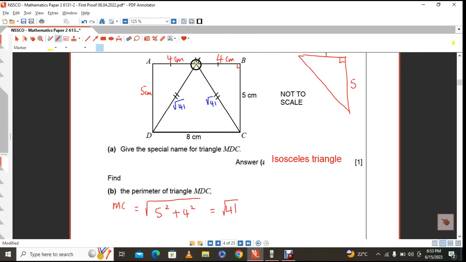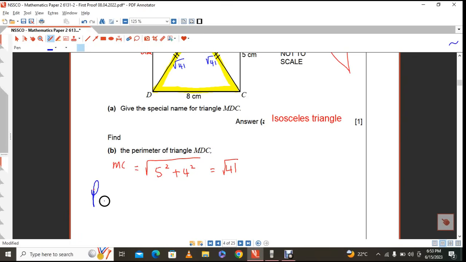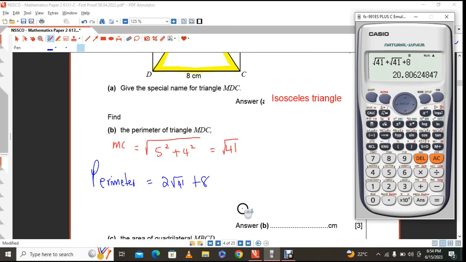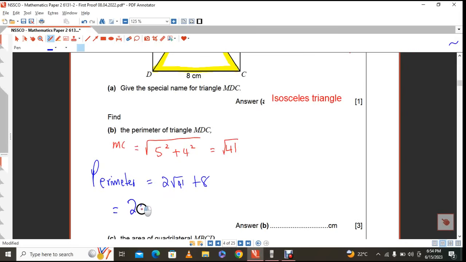So now they're asking you to find the perimeter. That's the distance of square root of 41 plus this 8 plus that square root of 41. So eventually we have 2 square root of 41 plus 8. Go ahead and use your calculator: square root of 41, plus square root of 41, plus 8. That gives you the required answer. Again, it's not an exact answer because you're dealing with irrational numbers, so we'll have to round our answer. So it is 20.80624847, of course, 20.8 centimeters to 3 significant figures.